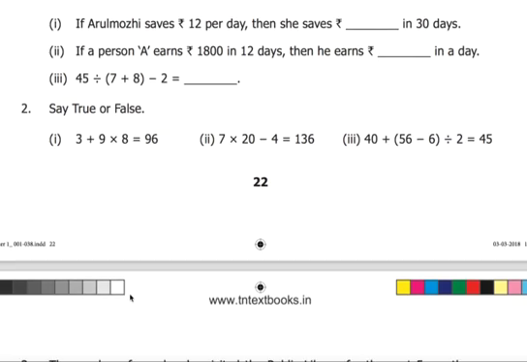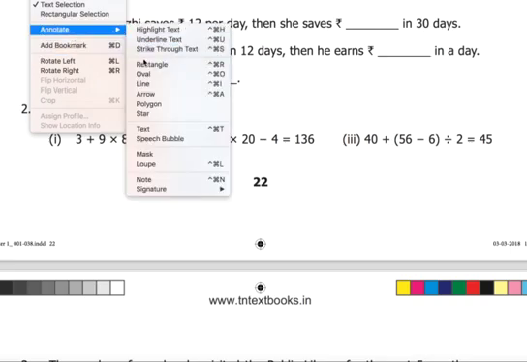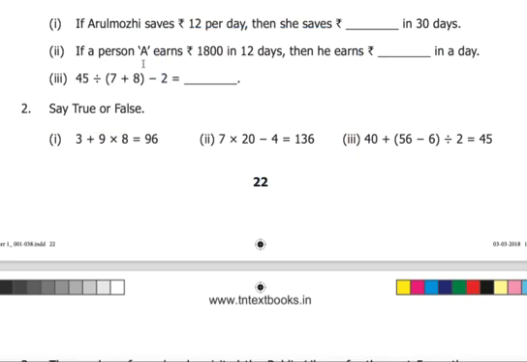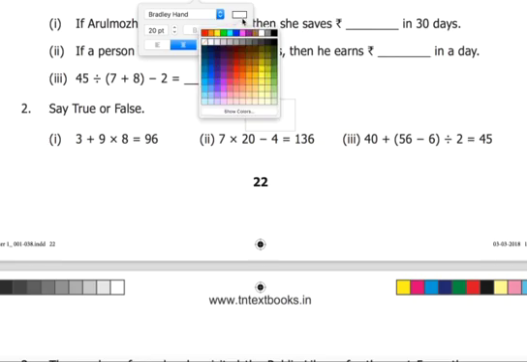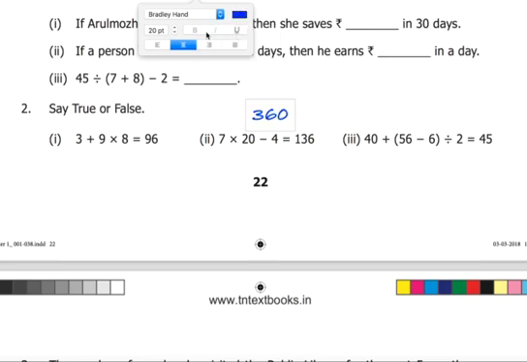If Arul Moji saves 12 rupees per day, then she saves dash in 30 days. 12 into 30, 360. Okay. Let us put 360 in the appropriate box. Let's reduce its size also. Okay. Make it blue. Still it is here. Okay.